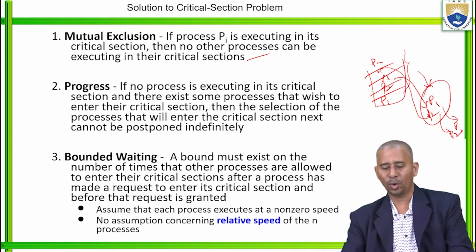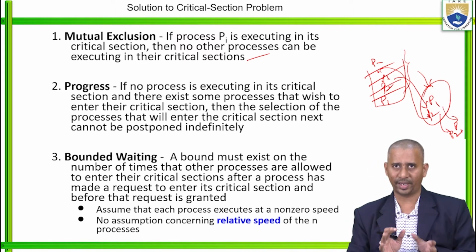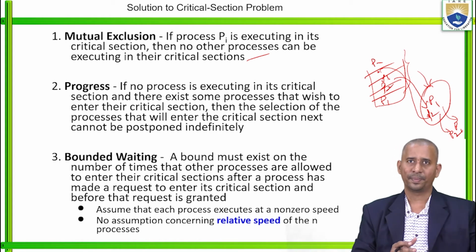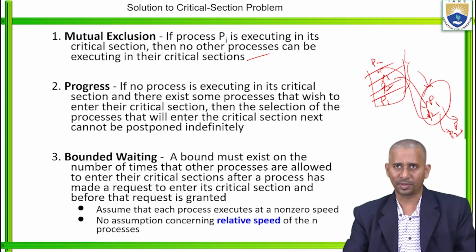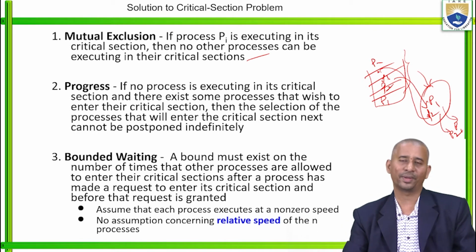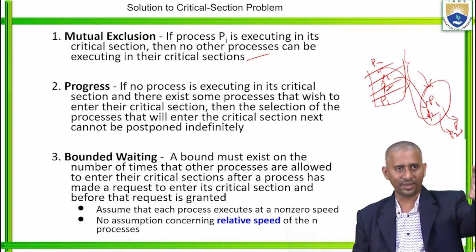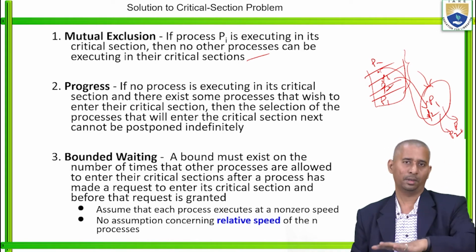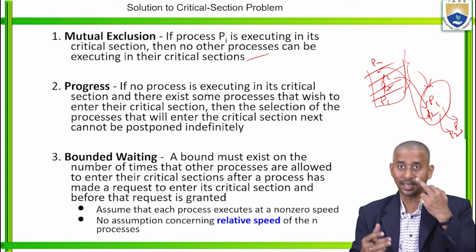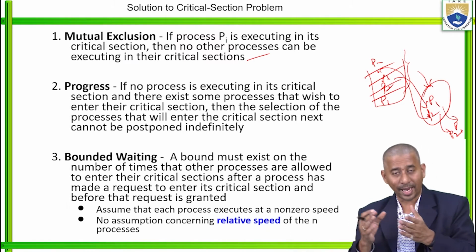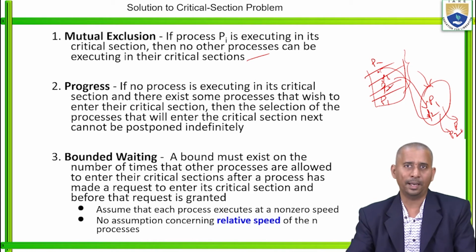If no process is executing in its critical section, that means the critical section is free, and there exist some processes that wish to enter their critical section, let us take P4, P5 and so on up to Pn. Then the system chooses which process enters the critical section, either P4, P5, P6 or Pn. The selection of the process that will enter the critical section next cannot be postponed indefinitely. That is progress.